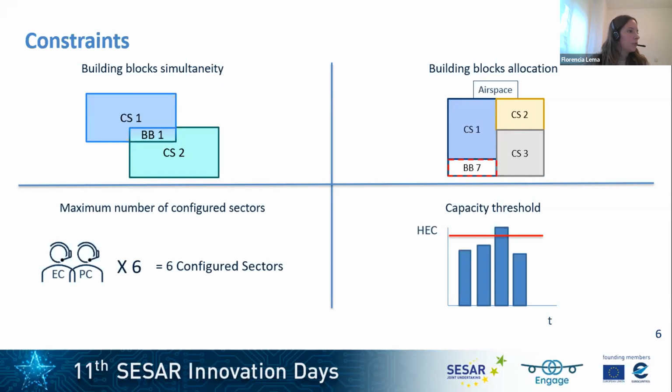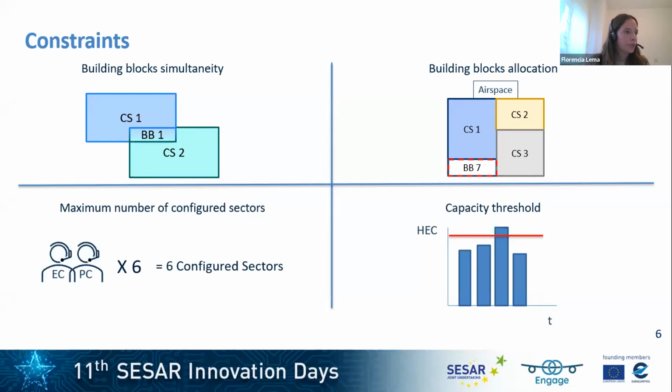The third constraint is related to the number of configured sectors that can be open at the same time. Sometimes we have human resources limitation in ATC service. So this constraint allows to limit the number of configured sectors that can form a configuration.